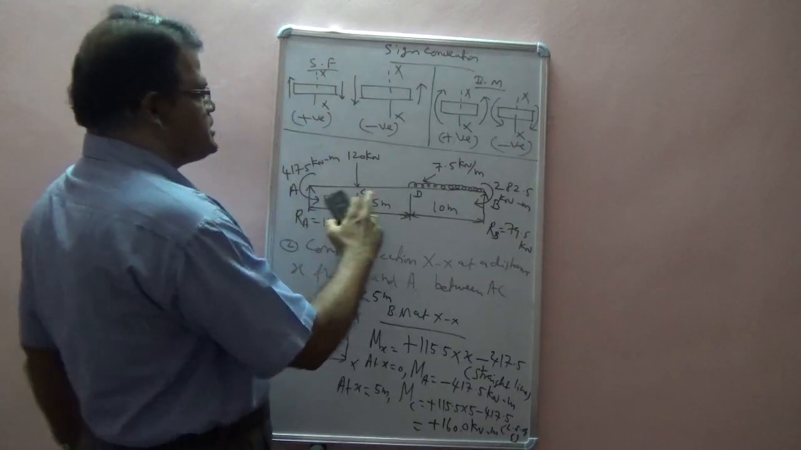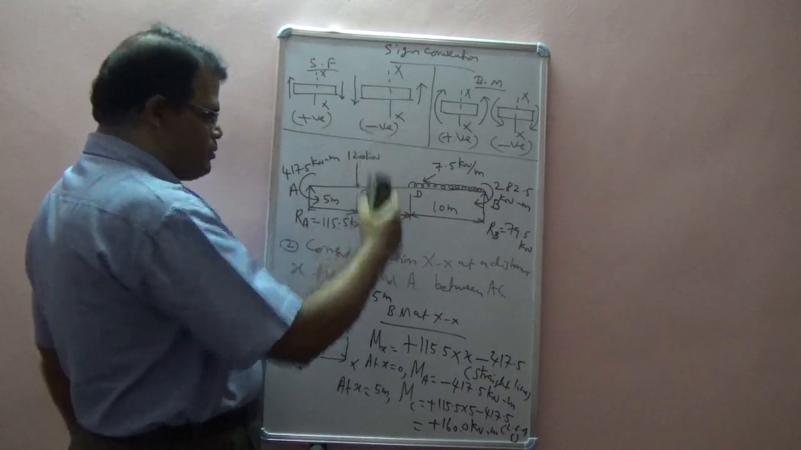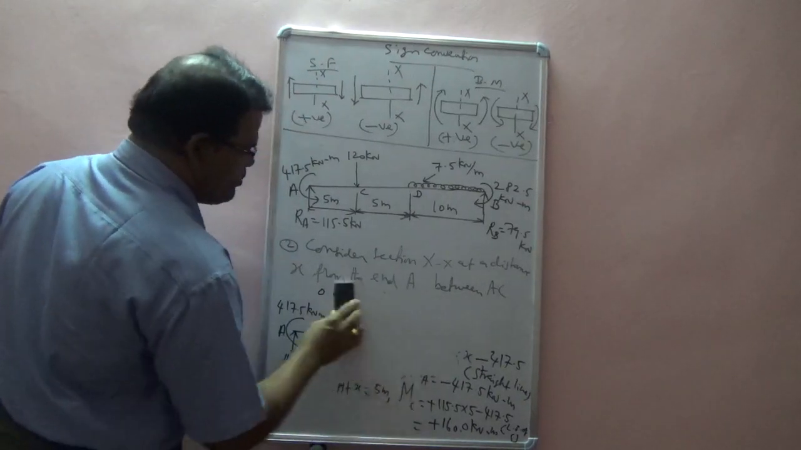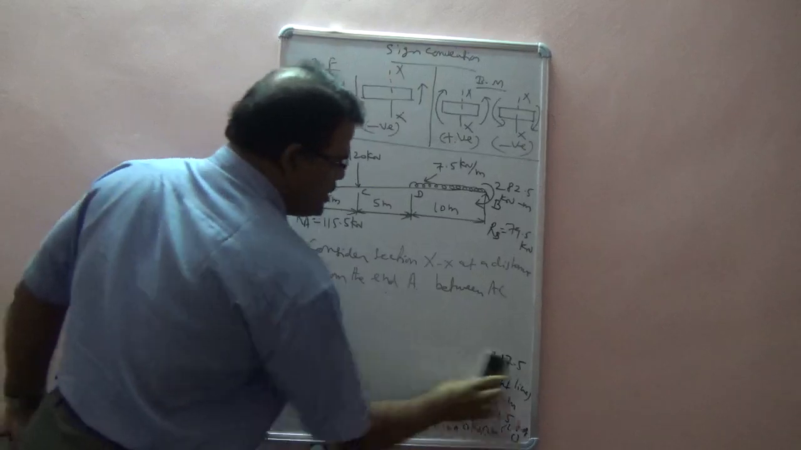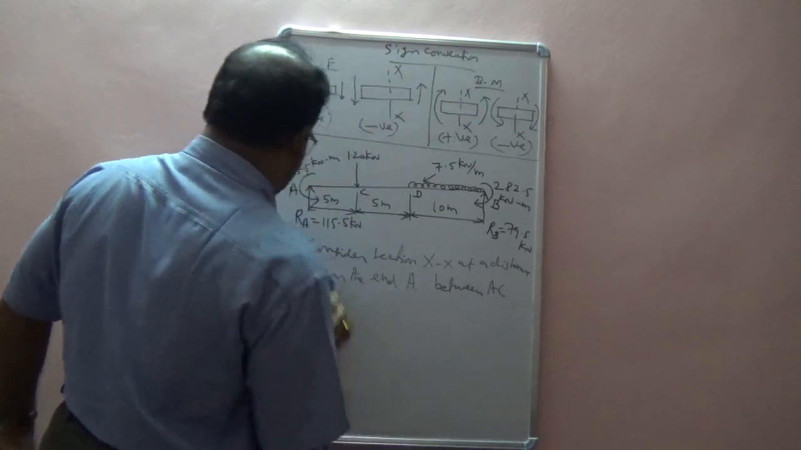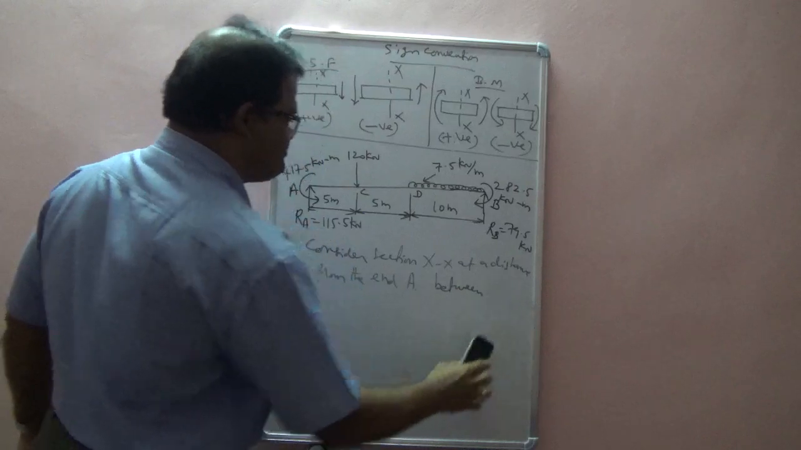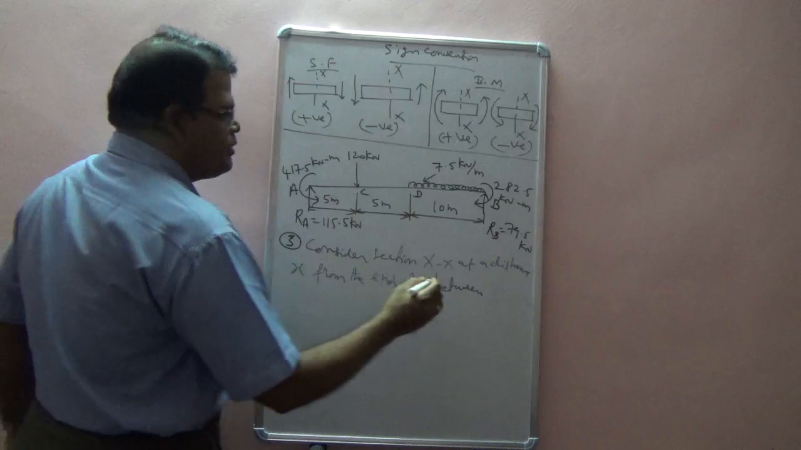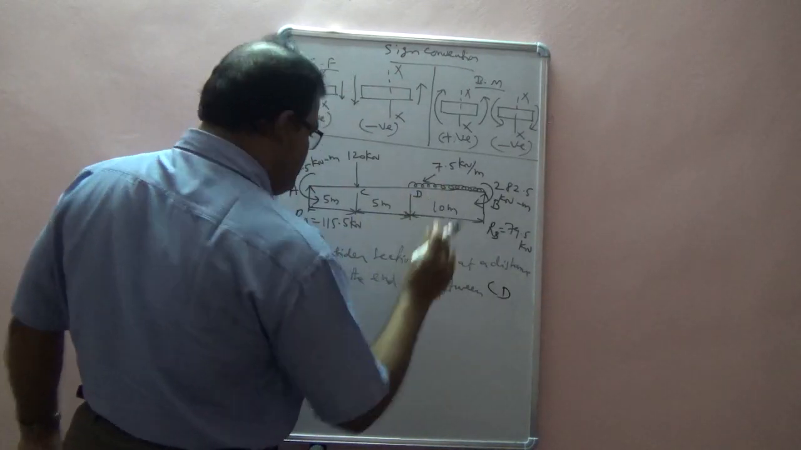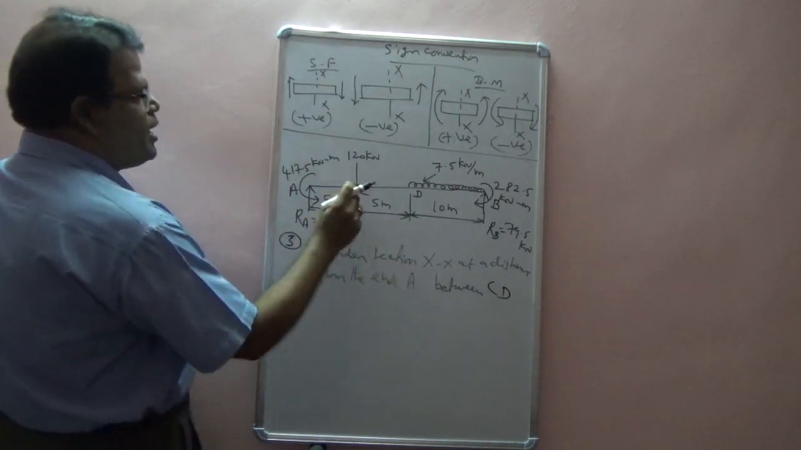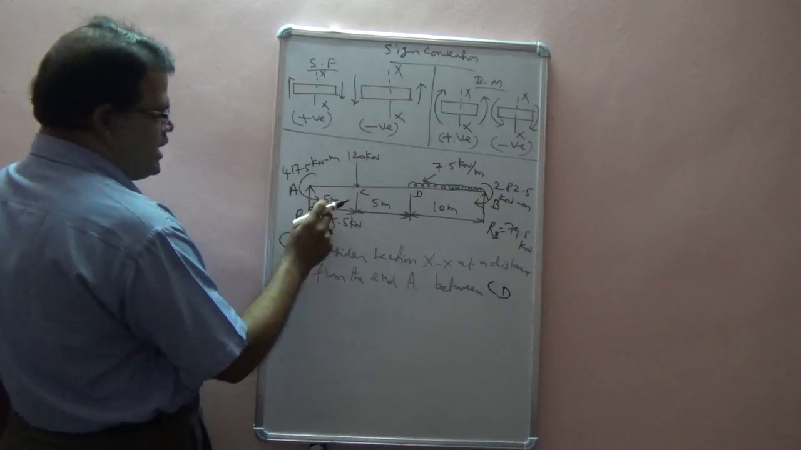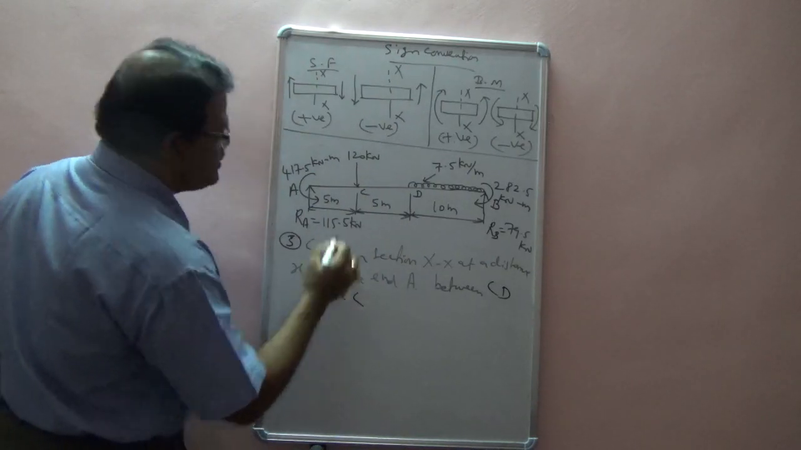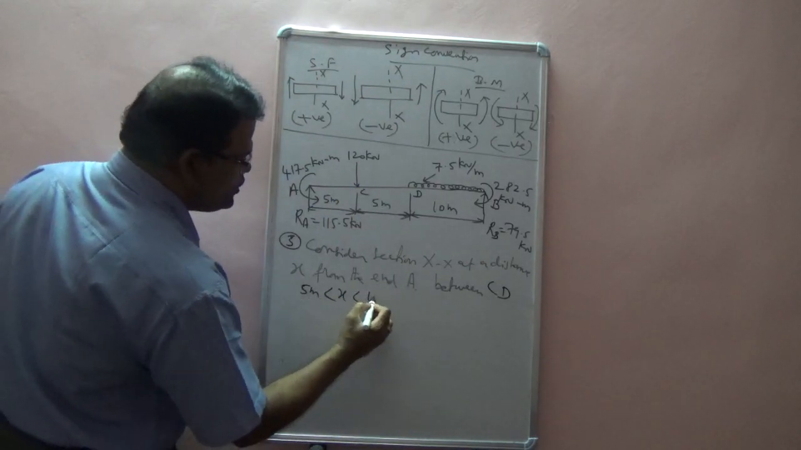So this is the first step. Next, I consider section CD, and in between CD I put up a section XX, and then I calculate what would be the shear force and the bending moment. Let us see the third step. Third step is between section CD, consider section XX. Point C is at a distance of 5 meters from A, point D is at a distance of 10 meters from A. Therefore x varies between 5 meter to 10 meter.